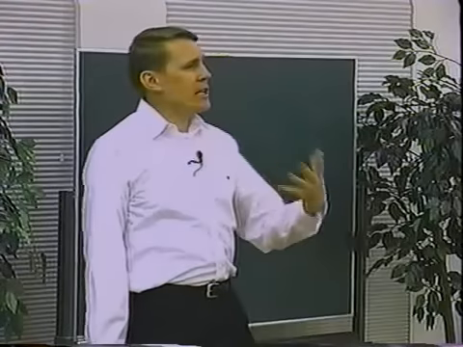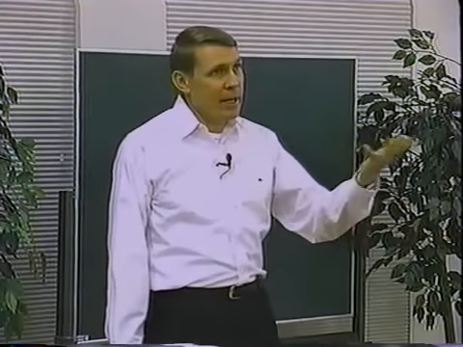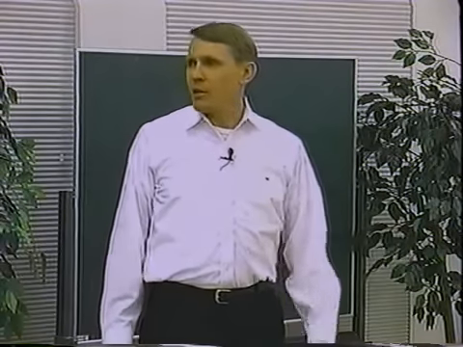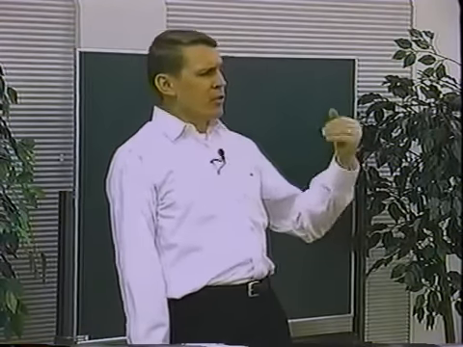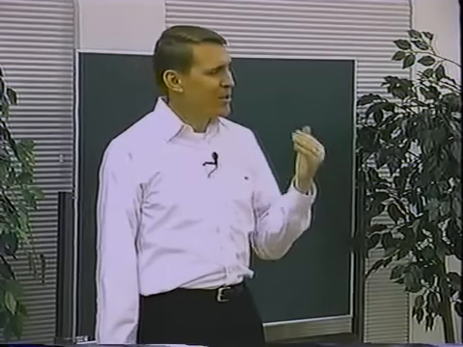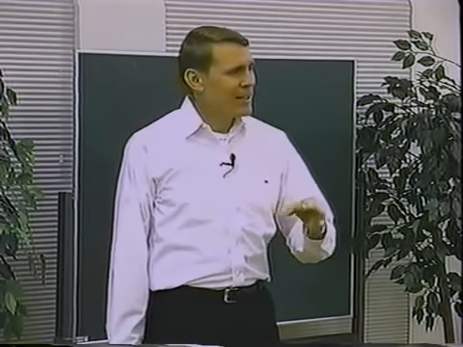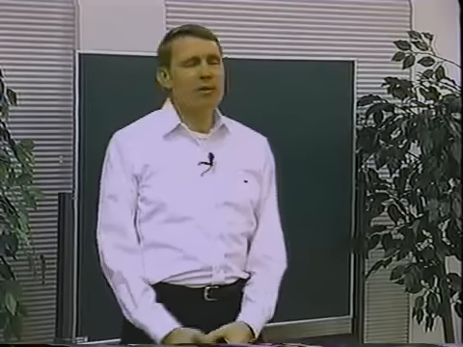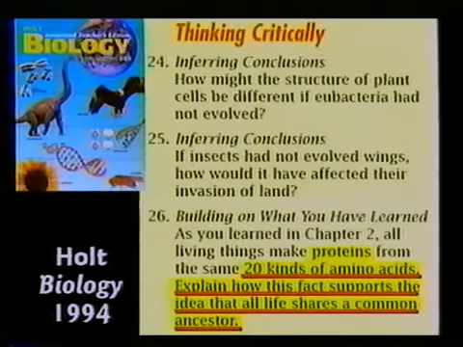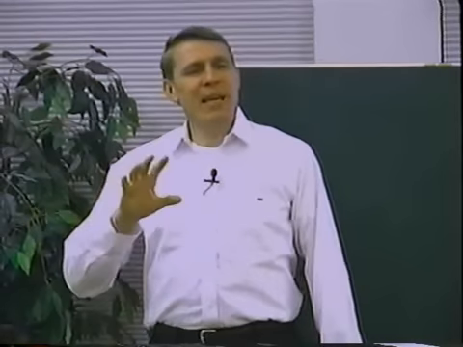Okay, let's continue now. I want you to see what this textbook says. This is common propaganda, for lack of a better word, in a high school textbook, talking about how they're going to teach the kids to think critically. But look at the way they phrase the sentence. Question number 24. Inferring conclusions. Boys and girls, we're going to learn how to infer conclusions here. How might the structure of plant cells be different if eubacteria had not evolved? Well, doesn't that question assume they evolved? You see how the propaganda is built right into the question.